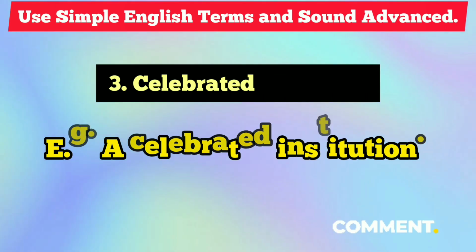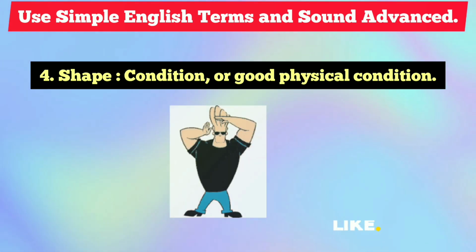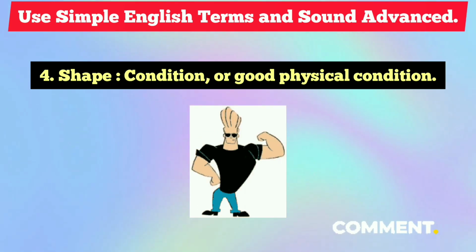Up next, we are going to see another very simple word. As you see on your screen, the fourth word is shape. So shape is a very simple term. So here we can use this simple word in a different way to sound quite advanced. As you see, shape here means the condition or good physical condition. Something's condition or good physical condition also called shape.